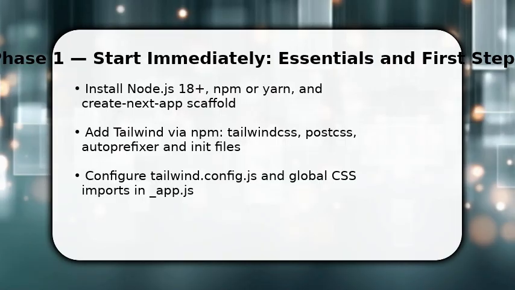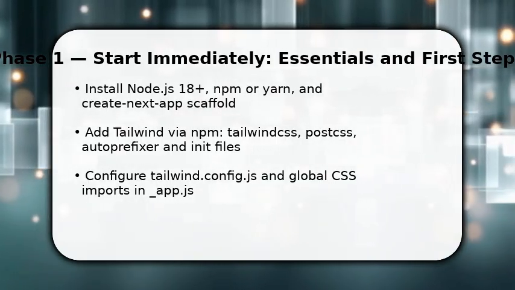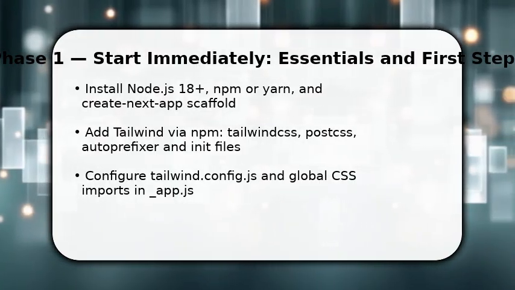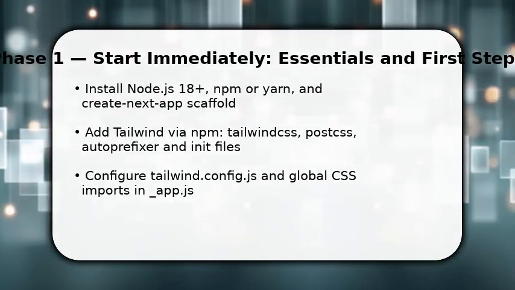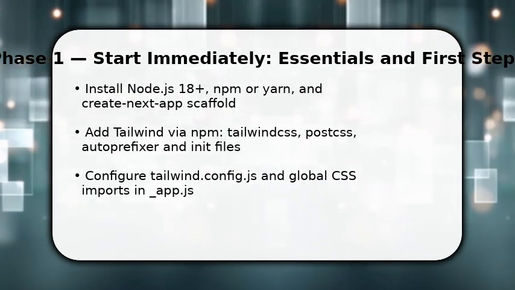Make sure to enable JIT in your config and set content paths to include pages, components, and app folders. This speeds development and prevents unused styles. Finally, run dev and confirm a Tailwind class shows expected styles in the browser.